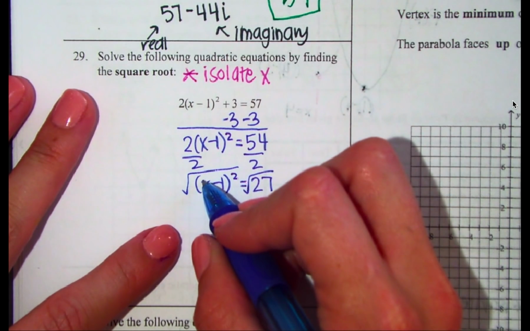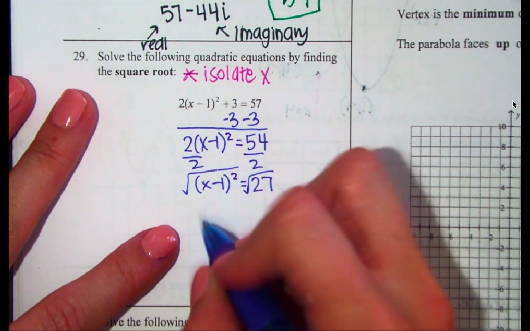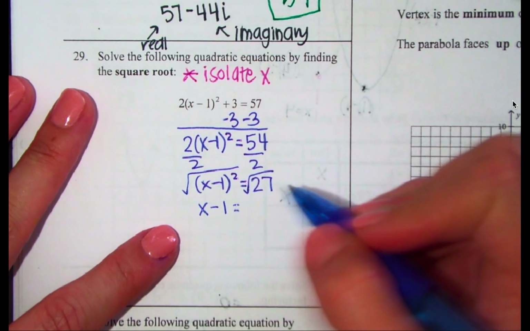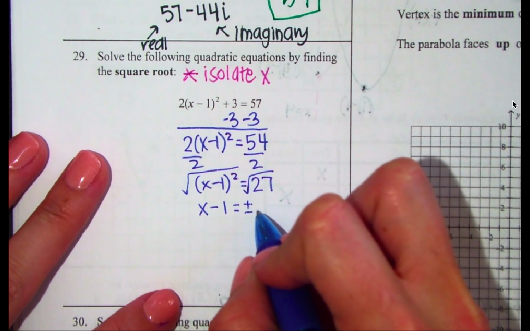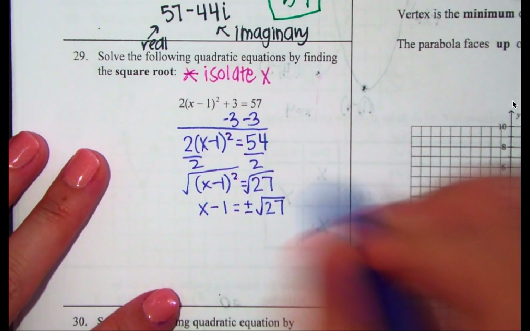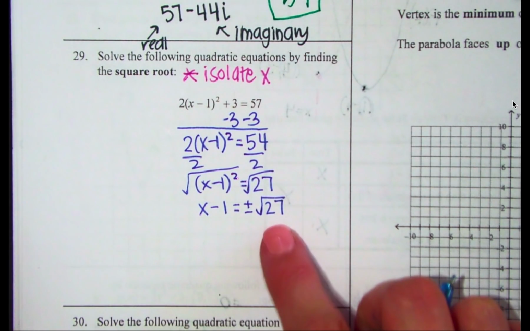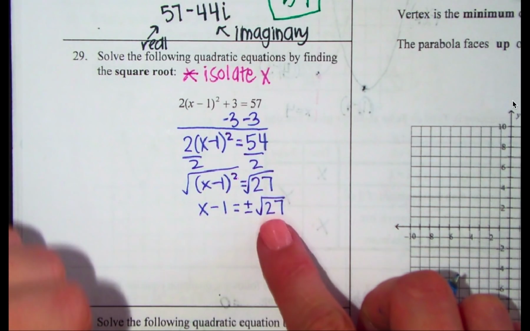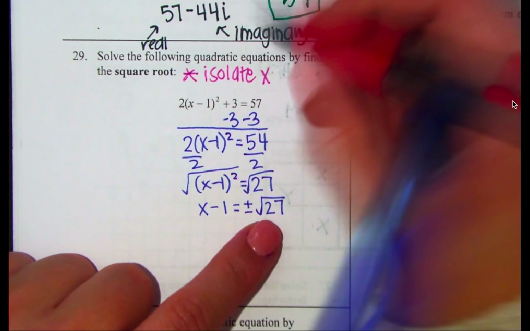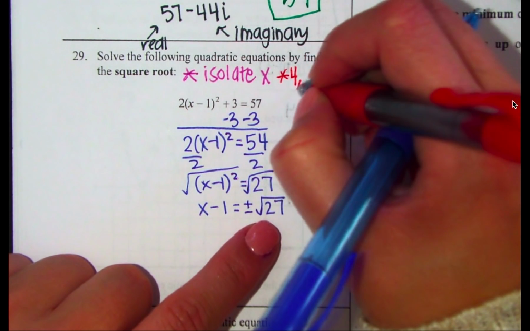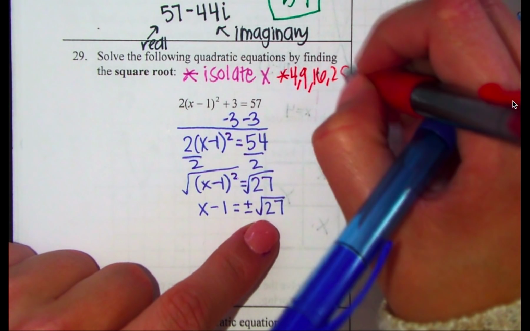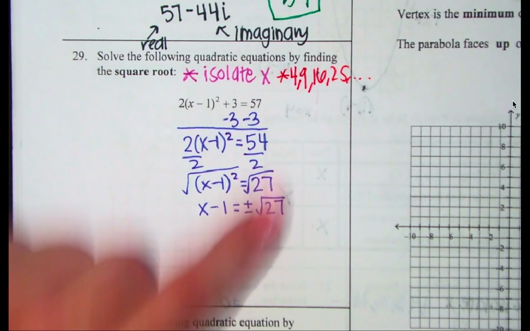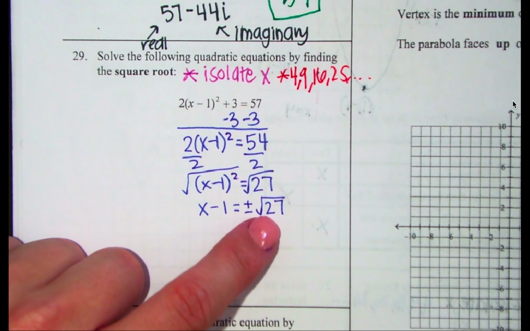So the square root is going to cancel out the square in the parentheses to leave us with x minus 1. And that's equal to plus or minus square root of 27. Remember, we don't want to keep this as square root of 27 because it can be reduced. We, again, use the list. 2 times 2 is 4. 3 times 3 is 9. 4 times 4 is 16, 25, and so on. Those are the numbers we want to use to reduce or simplify radicals.